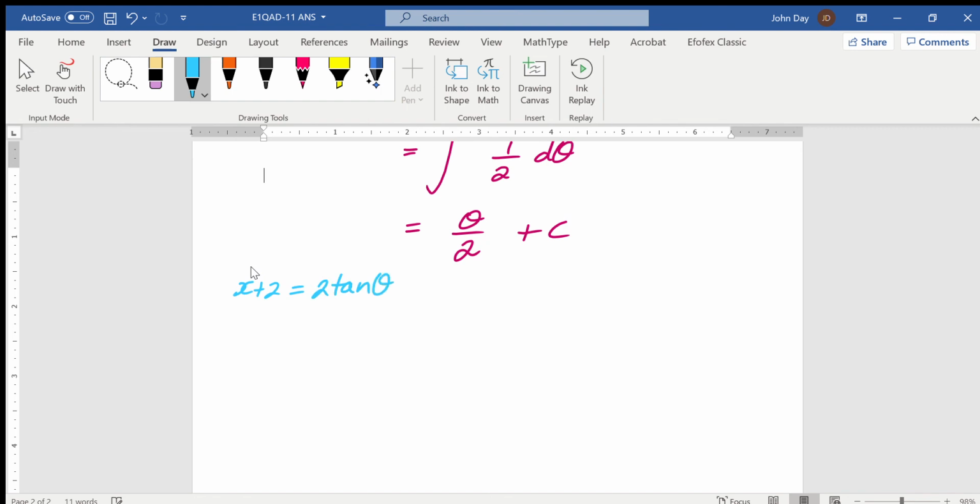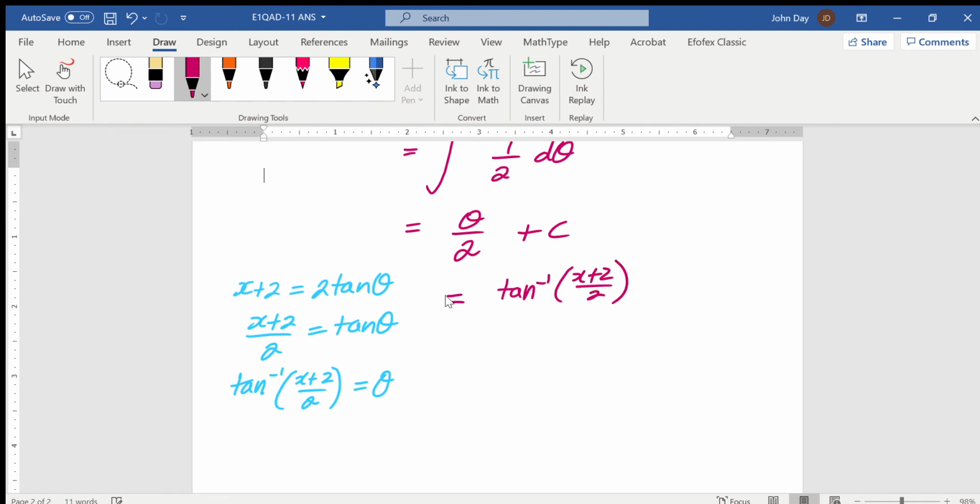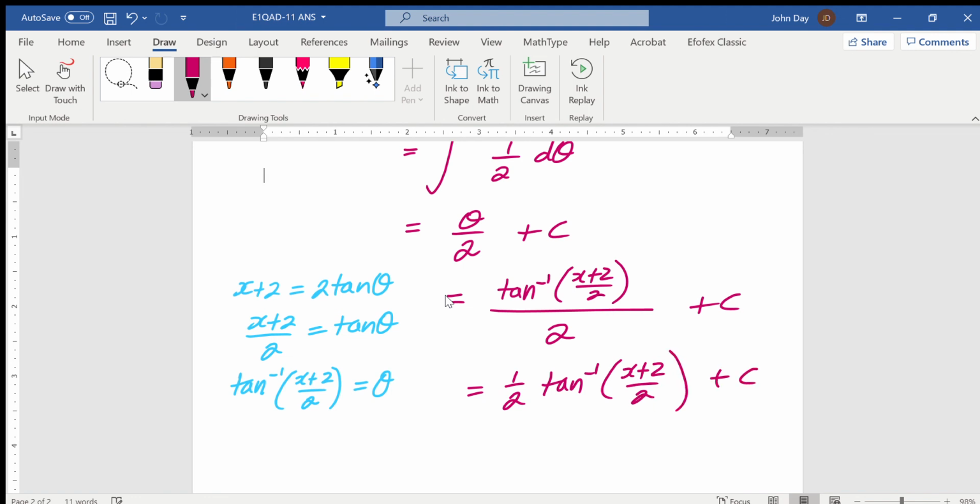All right. So what does theta equal? Well, x plus 2 on 2 equals tan theta. To get theta by itself, I've got to take the inverse, don't I? So the inverse tan of x plus 2 on 2 is equal to theta. So that's what I'm going to have to put in for theta. This is equal to the inverse tan of x plus 2 on 2, that's what theta is, on 2 plus c. Or if you like, half inverse tan x plus 2 on 2 plus c.